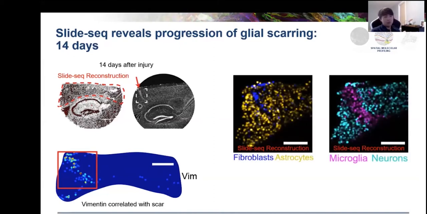And now when you look at the cell types, you can see that this architecture of the scar has developed, where in the very center you have these fibroblasts, which form this fibrotic scar, surrounded by microglia and astrocytes. And you can actually see that the neurons have been replaced. This is also a characteristic of this injury. The neurons are depleted within the scar.